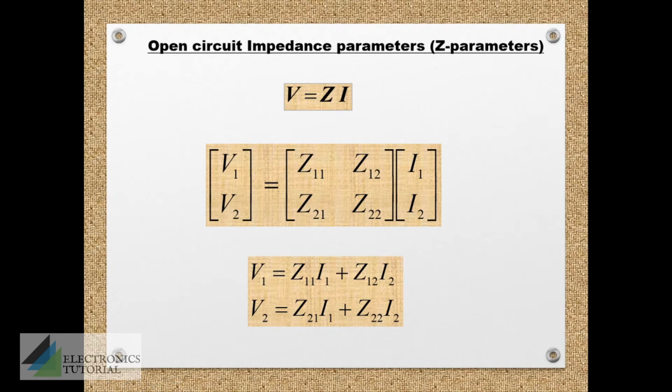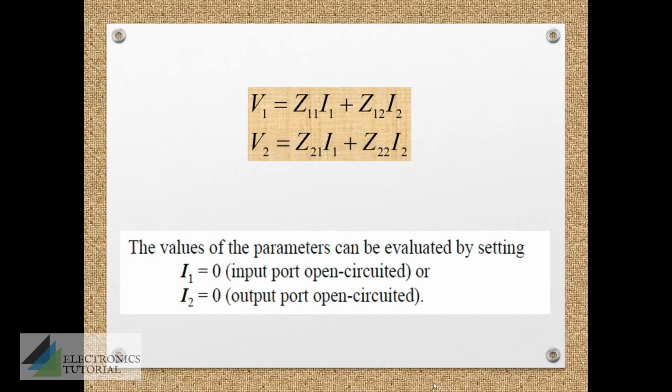Now, it might be clear why we use this term. It's simply because we are evaluating the Z parameters by open circuiting the circuit. Let's discuss how to evaluate the values of Z parameters. It's a two-step procedure. First one, open circuiting the input port, and second one, open circuiting the output port. We can do this one by one. We'll start with the step open circuiting the output port.